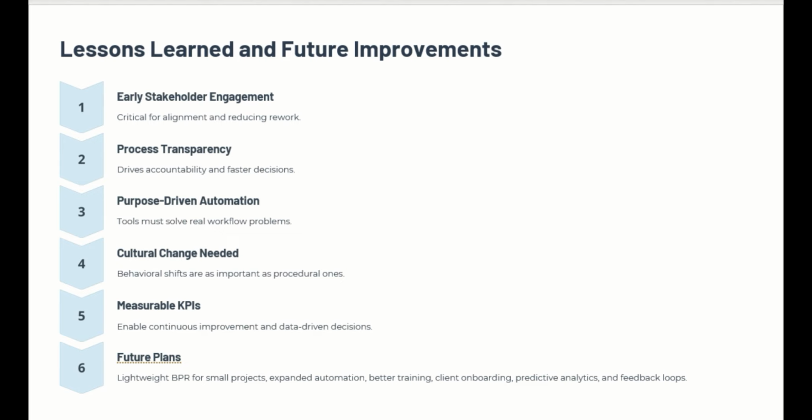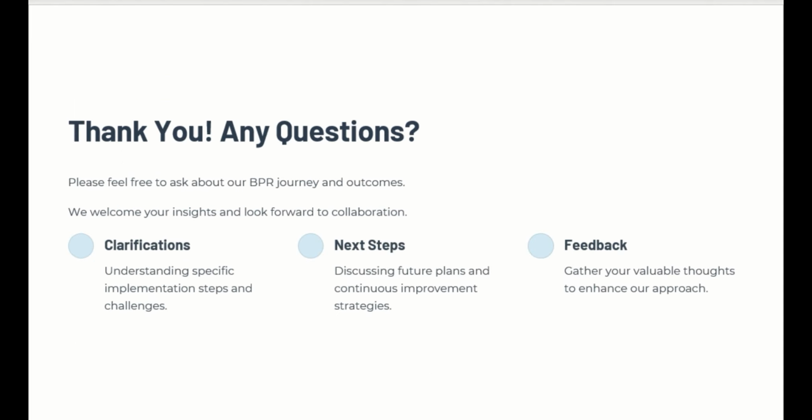The lessons that we learned were that early stakeholder engagement is very necessary and the processes should be really transparent for faster decisions. Purpose-driven automation and cultural change needed measurable KPIs and future plans.